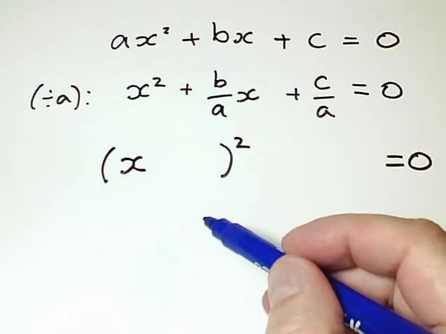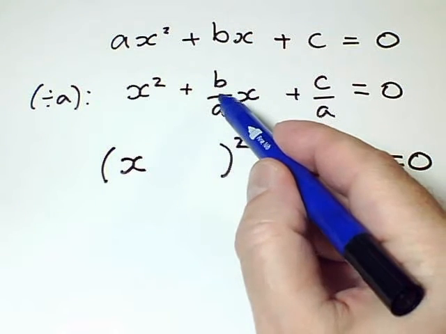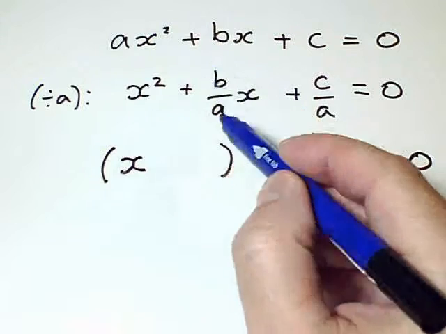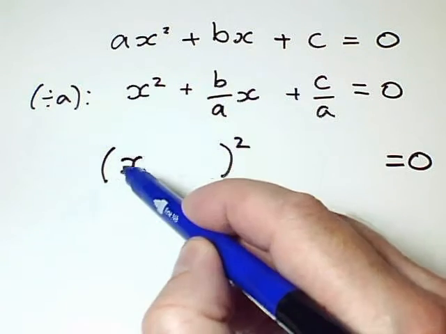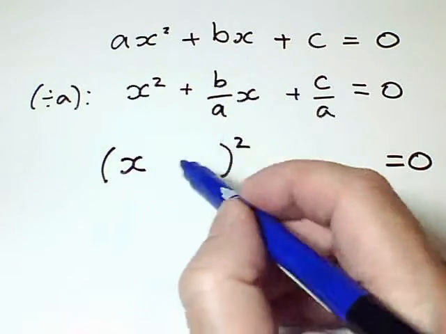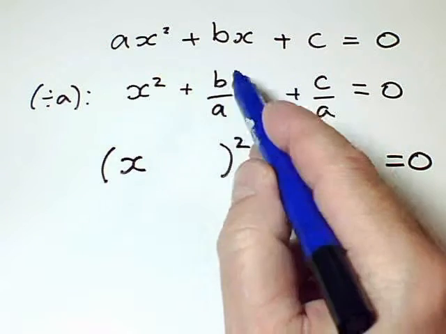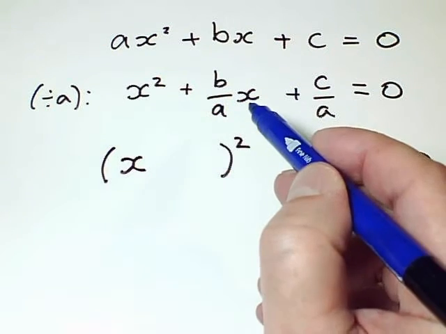Okay, we're completing the square. So the first thing I need to do is look at the coefficient in front of the x. I've got 1x squared, so that will come from squaring this x. What do I need to put in the bracket to get to this? I look at the coefficient b over a, and I have to halve it.